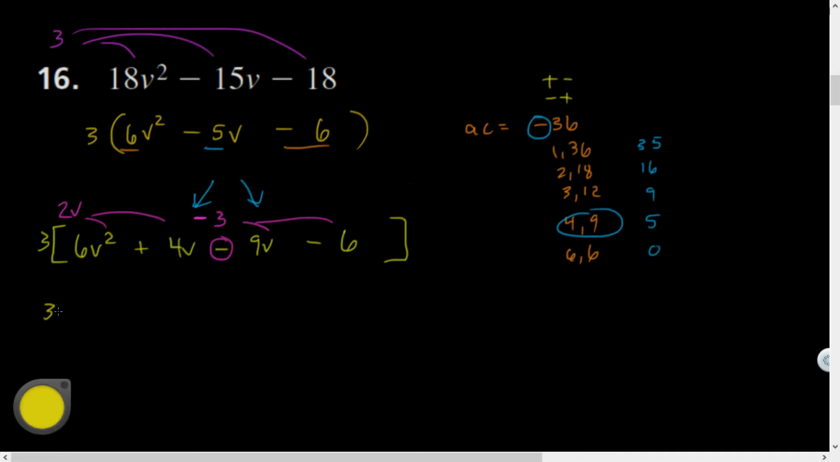All right, so 3, still way outside. Like so. I'm going to have 2v outside a set of parentheses. I'll have minus 3 outside another set of parentheses. And now we're trying to figure out what goes in those parentheses.